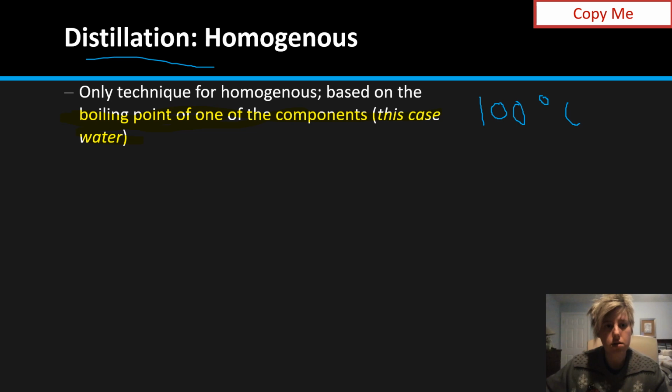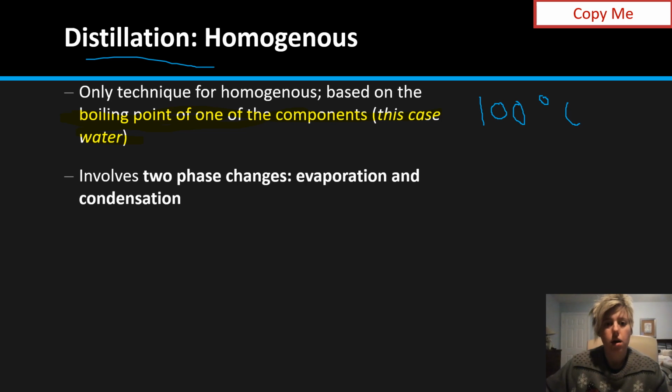So going back to distillation. Again, it's the only one that works for a homogeneous solution. Now, because we are boiling one of our substances, in this case water, we actually have two phase changes. So we have evaporation, where I go from liquid to a gas, and then I have condensation, where I take the gas that I have just made, and because I am boiling water, that gas is water vapor, and I cool it, and it turns into a liquid. And that's really, really important here because with distillation, I am using the phase change to separate one of the components.